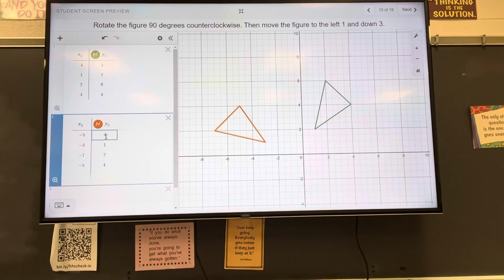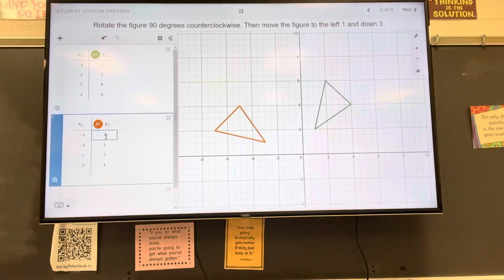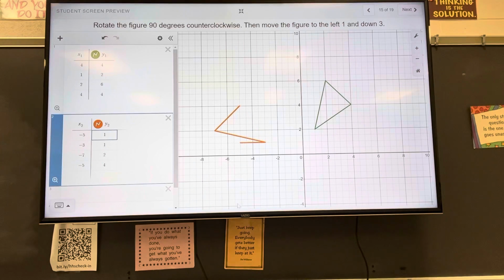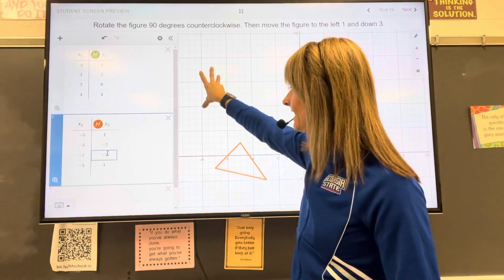And now what are we doing to y values? We're going down 3. So let's subtract 3. 4 minus 3 is 1. 1 minus 3, negative 2. 2 minus 3, negative 1. I know I'm going fast. 4 minus 3, 1. Now we have taken this figure that we had rotated and we shifted it left 1 and down 3.